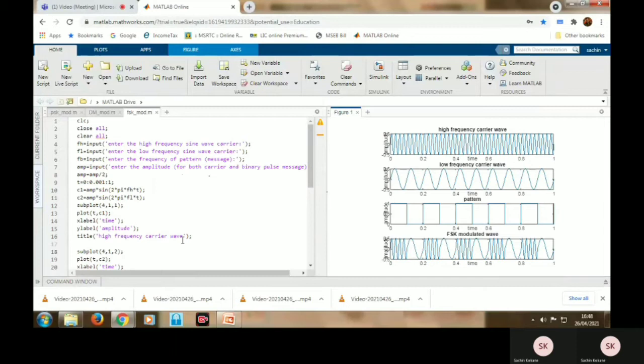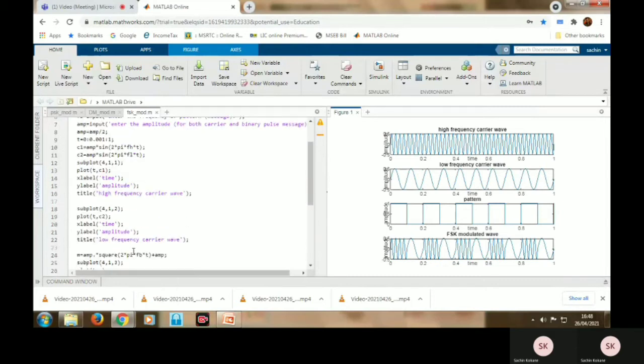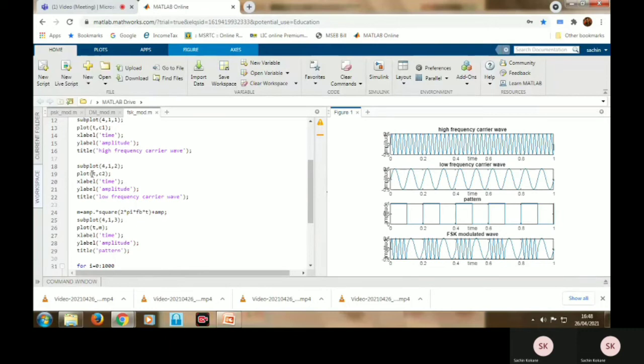Once we plot in the first section, in the second section we are going to plot the low frequency carrier signal. Here we are plotting C2. C1 is the high frequency carrier signal, and C2 is the low frequency carrier signal. We are giving xlabel as time, ylabel as amplitude, and for the second graph the title is low frequency carrier wave. So till now we have created 2 signals, the high frequency carrier and the low frequency carrier, and we have plotted them.